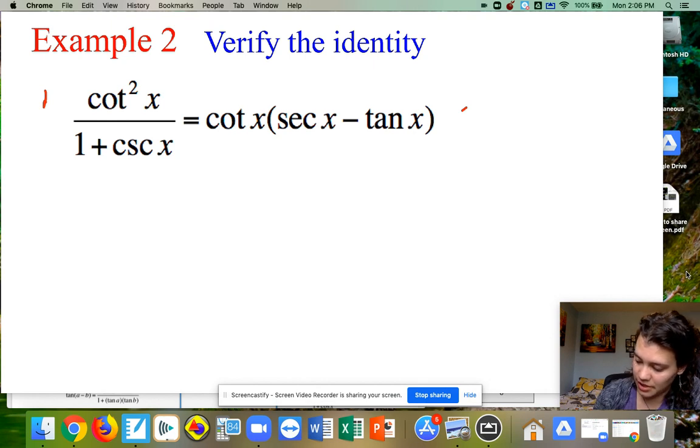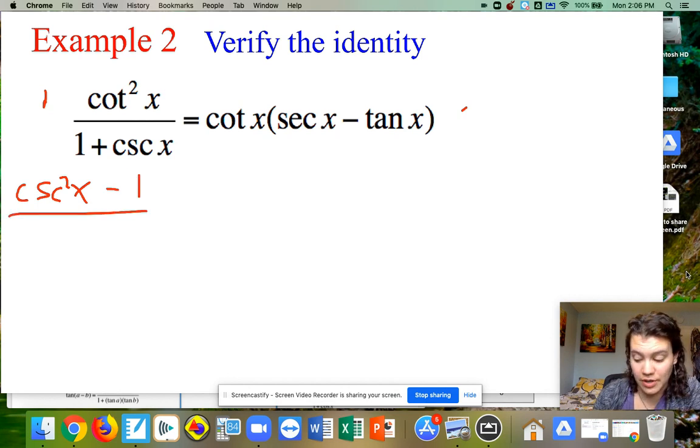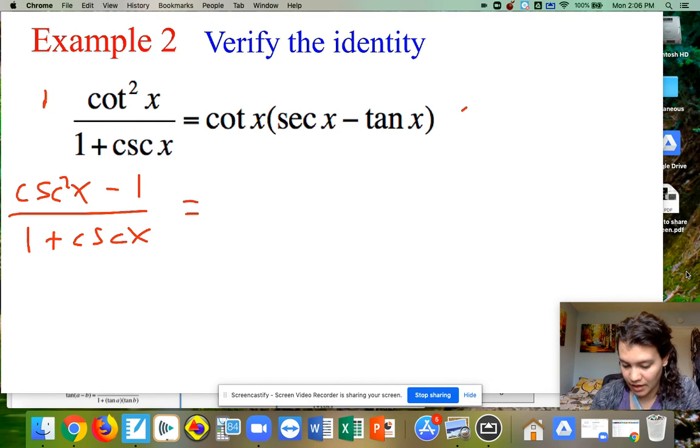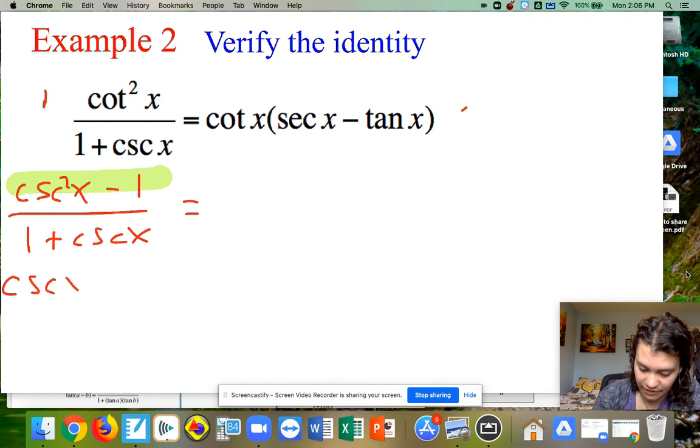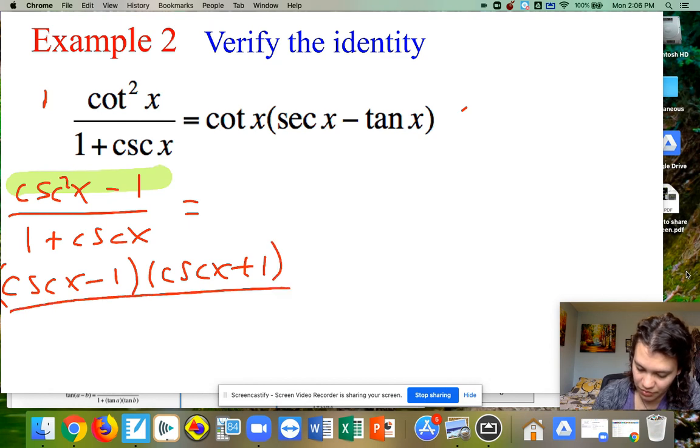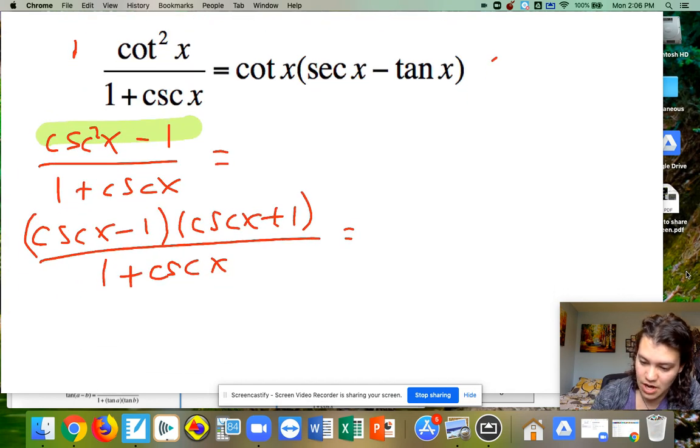So I'm going to start by changing this to cosecant squared x minus 1 instead of cotangent squared. This is in your Pythagorean identities on your sheet. Leave this as 1 plus cosecant x. Now I have the difference of perfect squares up top, so I'm going to factor that and get cosecant of x minus 1, cosecant of x plus 1, all over 1 plus cosecant of x. So now you can cancel these two, and we're left with just cosecant of x minus 1.